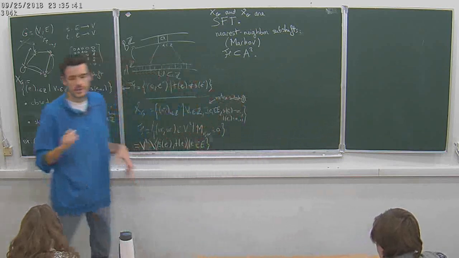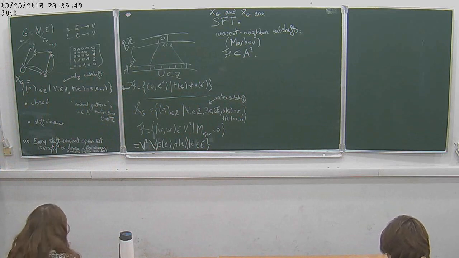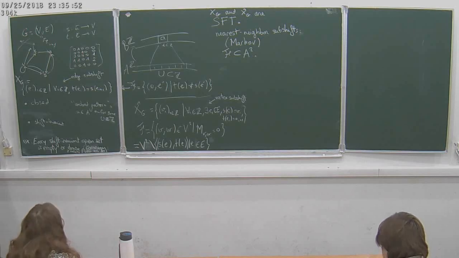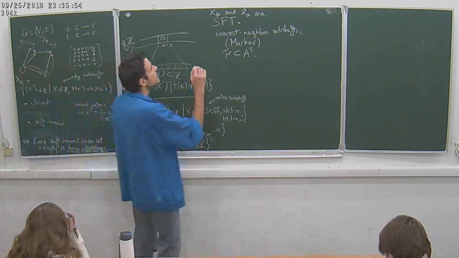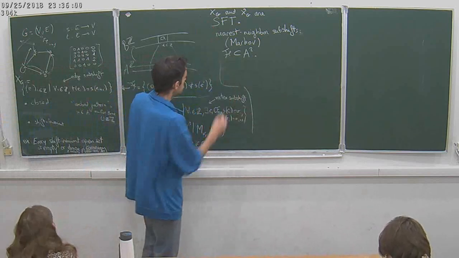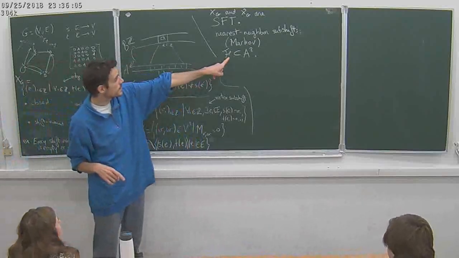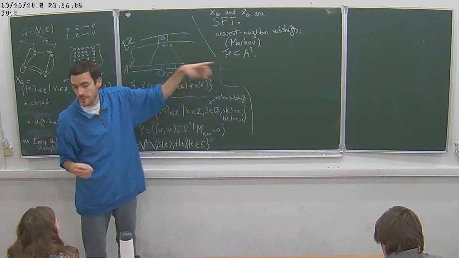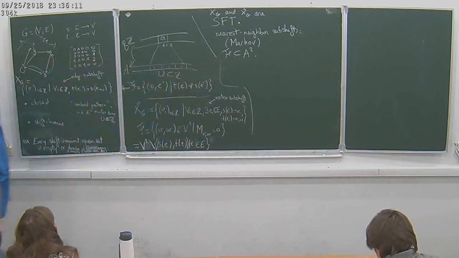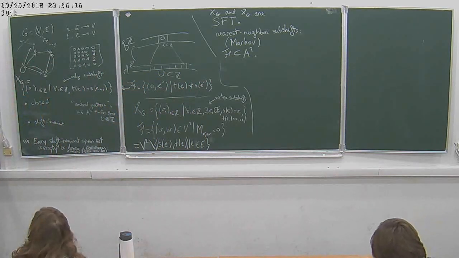So are you convinced that the edge shift and the vertex shift are always nearest neighbor subshifts? What's the exact definition of nearest neighbor? It's defined by a set of forbidden patterns of length 2. It's the same as Markov shift. So, yes.